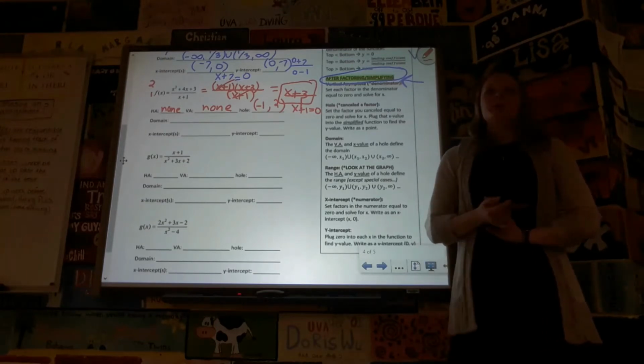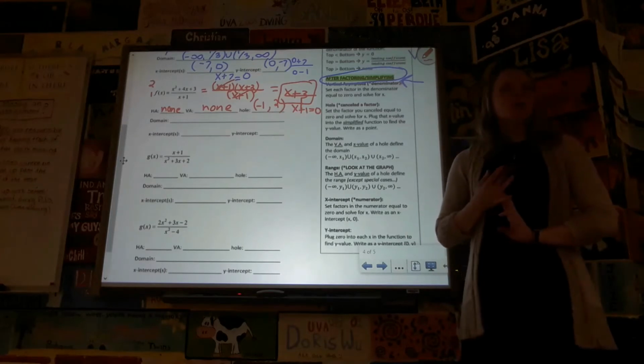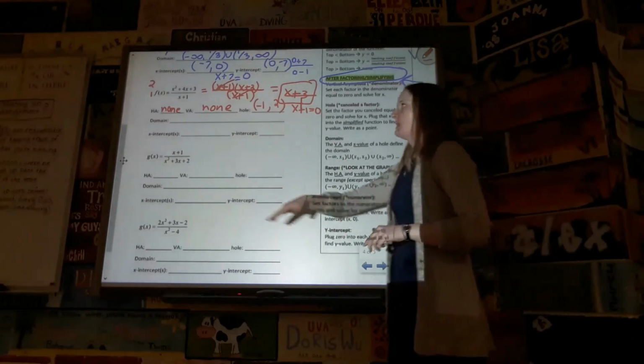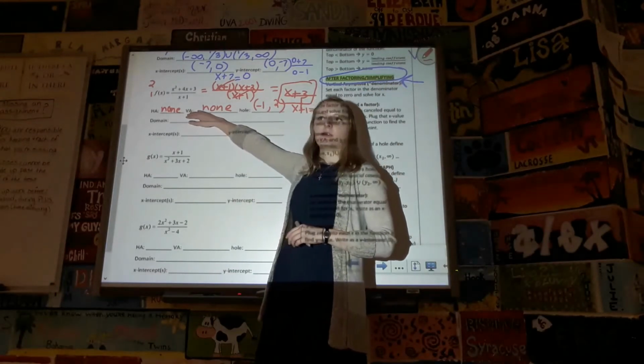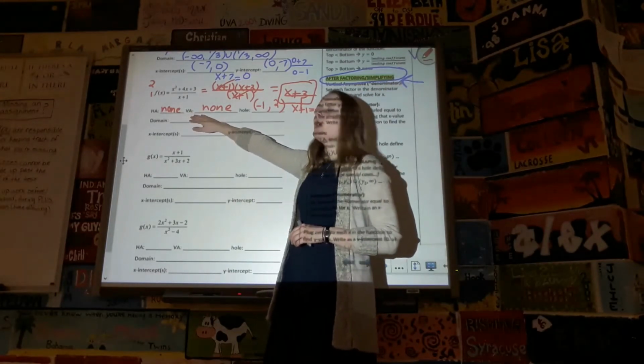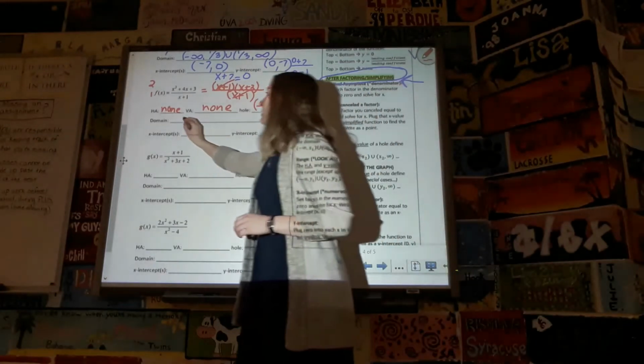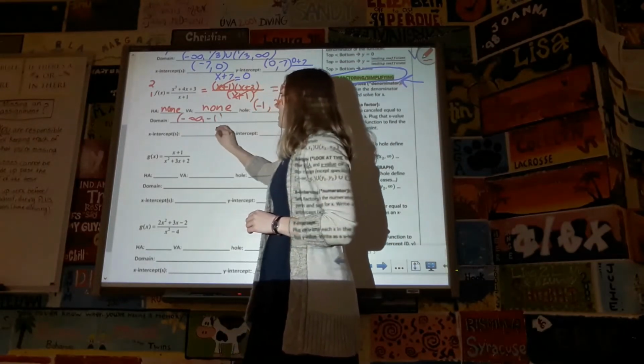Alright, now we can move on to the domain. So typically in our domain, we're going to jump over all of the discontinuities. One type of discontinuity is a vertical asymptote. Do we have a vertical asymptote? No. The other type of discontinuity is a hole. Do we have a hole? Yes, we do. What is the x value that we're going to be jumping over? Negative 1. So same structure as last time.